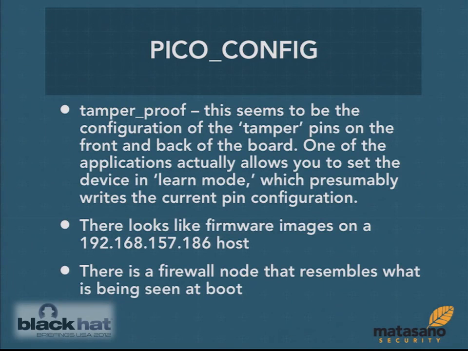configuration is. There's also a node in there, so the picoconfig is just like a key value pair in a tree. I'll show you what it looks like on the next slide, but there was also what looked like a firmware image specified on a TFTP server at some 192.168 address, which was confusing to me because how was it getting to that IP address? And then the last part was that there's a firewall node that directly resembled exactly what I was seeing upon boot.